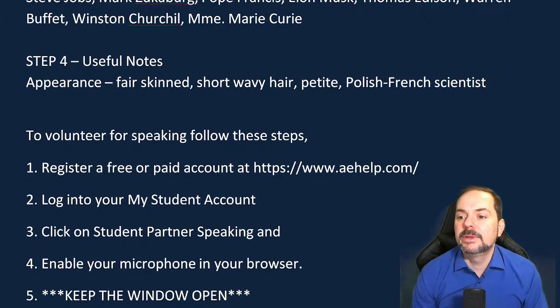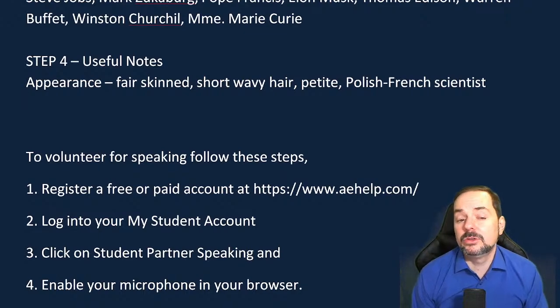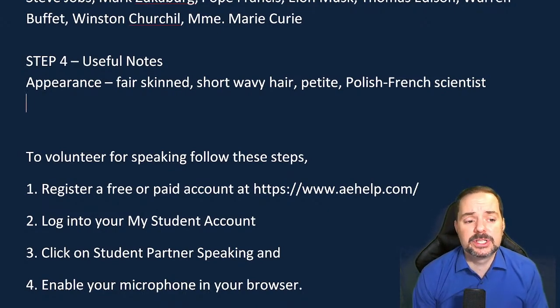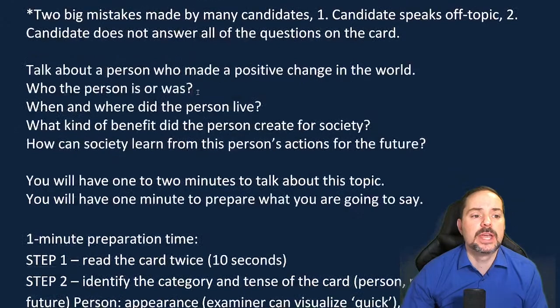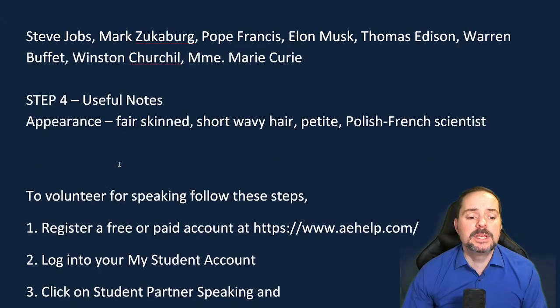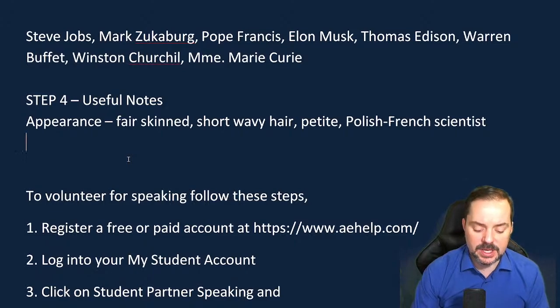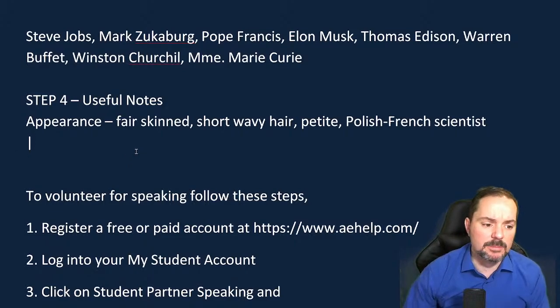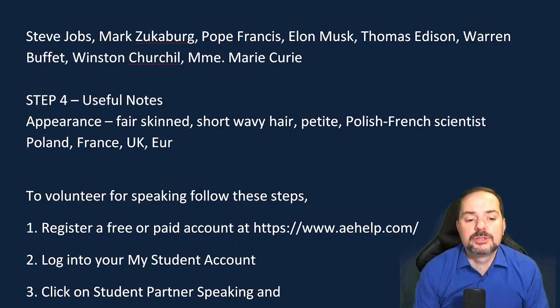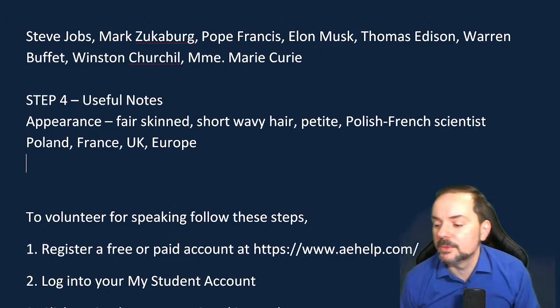Right? Okay. And I believe she also worked in the UK as well, but I don't quite remember it. Now, again, IELTS is not about the truth. So if you don't remember everything about this person, it's totally fine, okay? So do keep the card in mind, all right? So again, the part two cue card is when and where did the person live? What kind of benefit did the person create for society? So before we get there, when and where did the person live? Okay, so I think maybe Poland, France, Ukraine. I can't remember where she lived, but UK, sorry. If you want to be general, she was kind of all over Europe. She was a famous scientist, right? So she lived in Europe, which is fine.